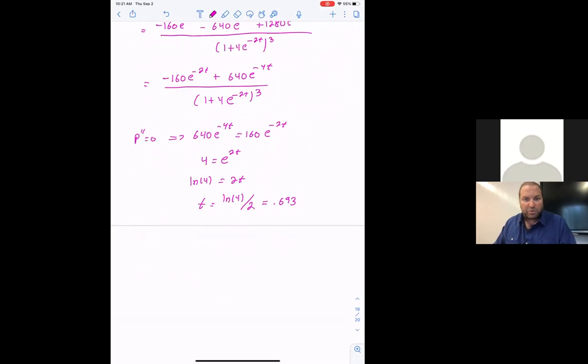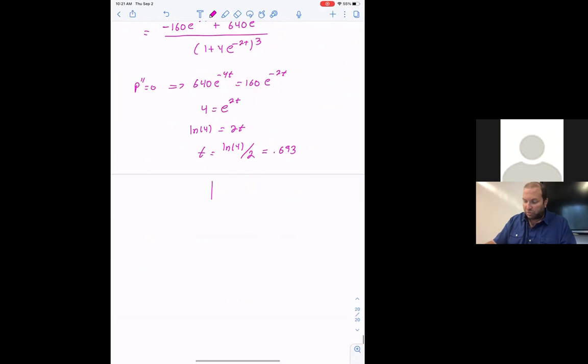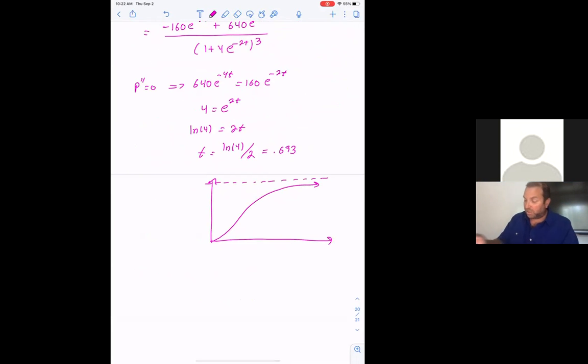The natural log of 4 over 2 is approximately 0.693. Explain the significance of this point in the context of the rate of the population growth. So what's happening is it's growing fast, point of inflection, it slows down asymptotically. So this is a point at which the rate of growth slows.